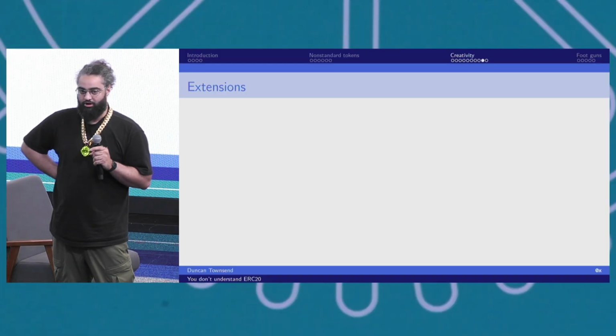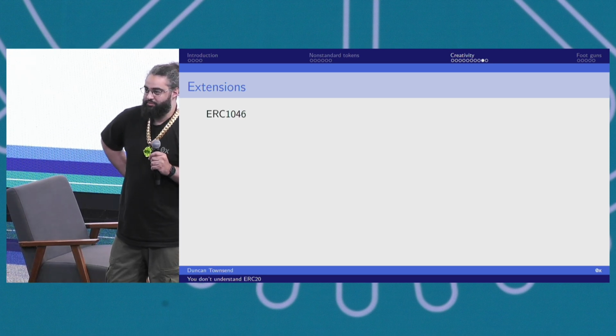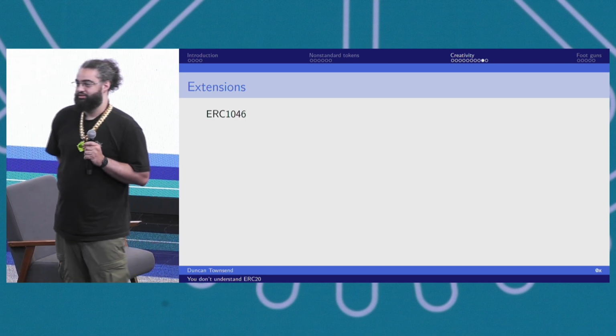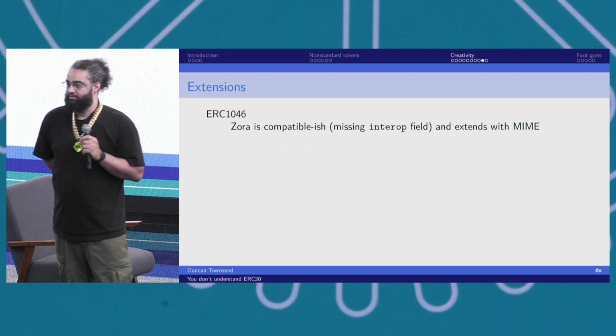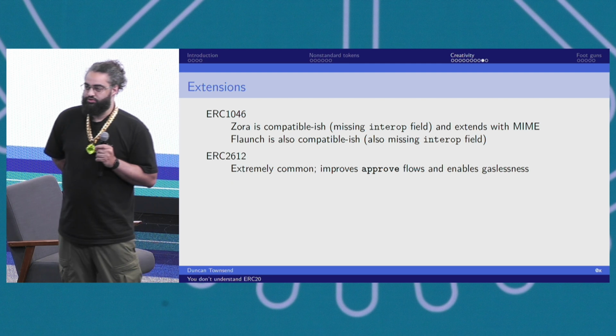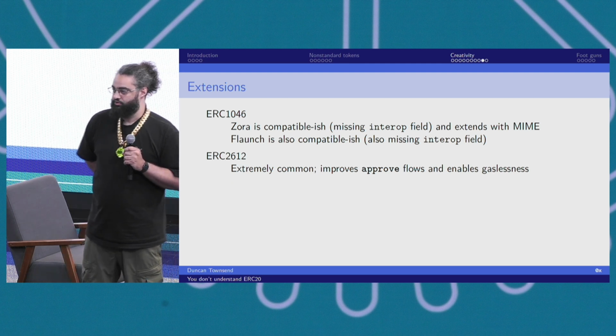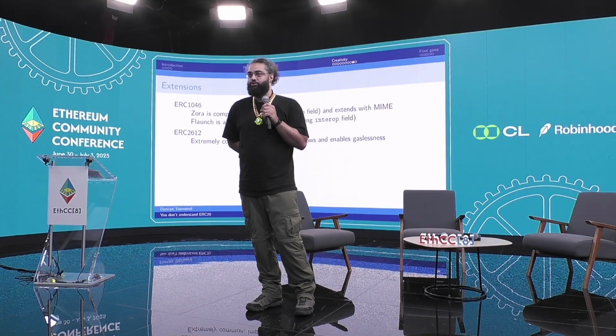There are some token extension standards that you should be aware of as a token developer or as a dApp developer. I'm not going to go super deep into these. ERC2046 lets you add metadata, images, MIME types, all that sort of stuff to your token. ERC2612 improves the approve flow. It makes it gasless. All sorts of cool stuff are unlocked there. You can build meta transactions.